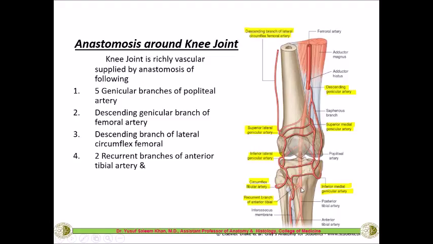If you see here, this popliteal artery will continue down as the posterior tibial artery, as well as it gives a branch. This is called as the anterior tibial artery. So anterior tibial artery will give a branch. This is called as the recurrent branch of the anterior tibial artery. Then the posterior tibial artery also gives a branch. This is called as the circumflex fibular artery. So these are some of the arteries which supply the knee joint. So this is a rich anastomosis of lot of arteries which communicate with each other, and then they supply the knee joint.